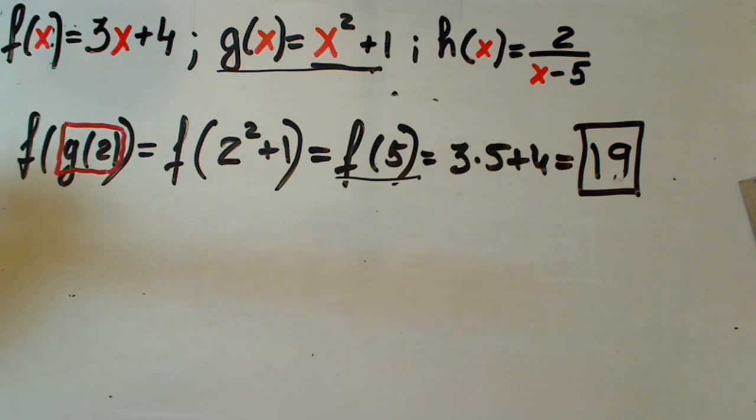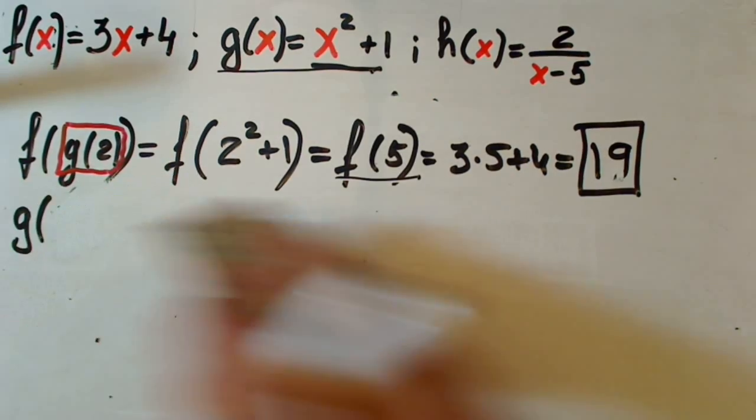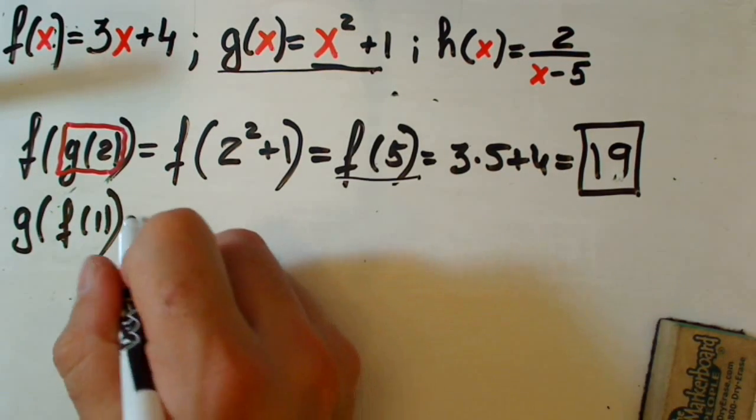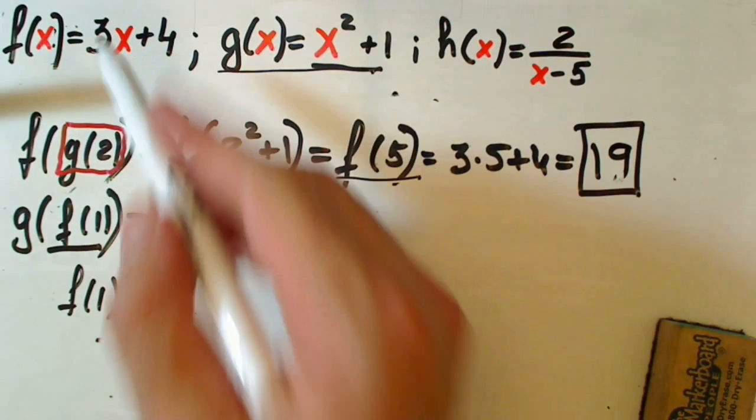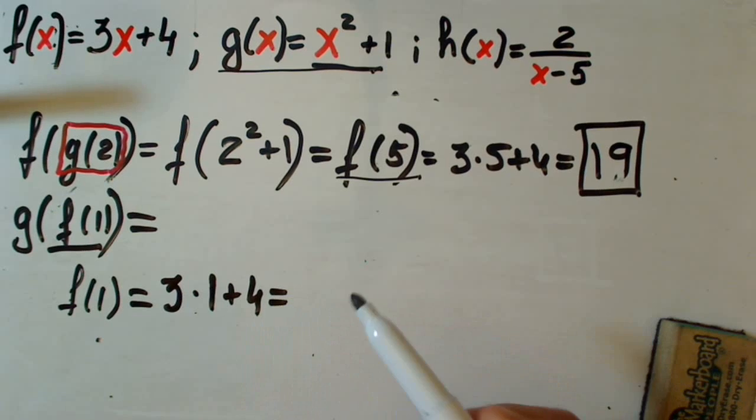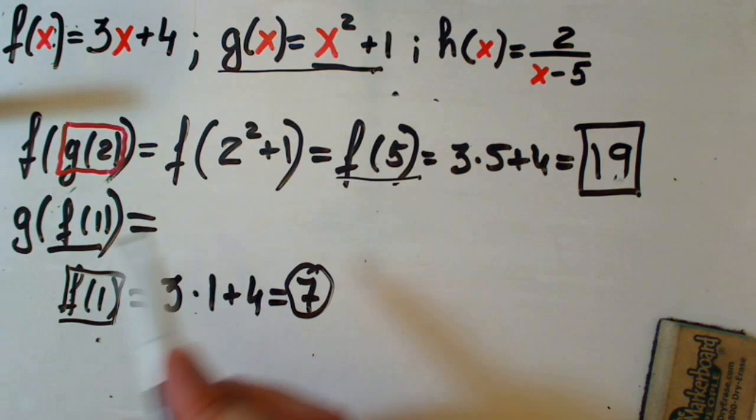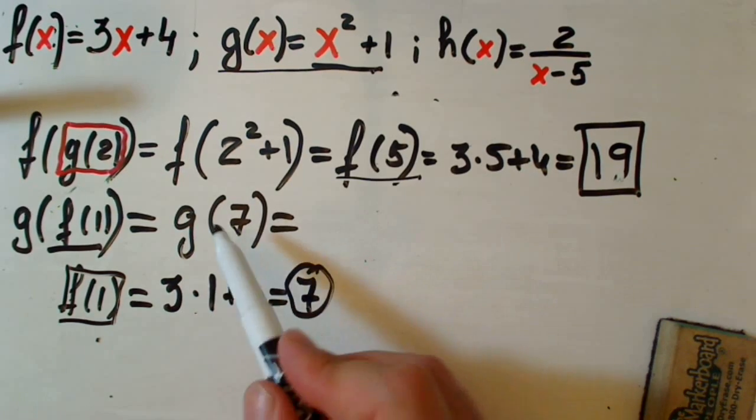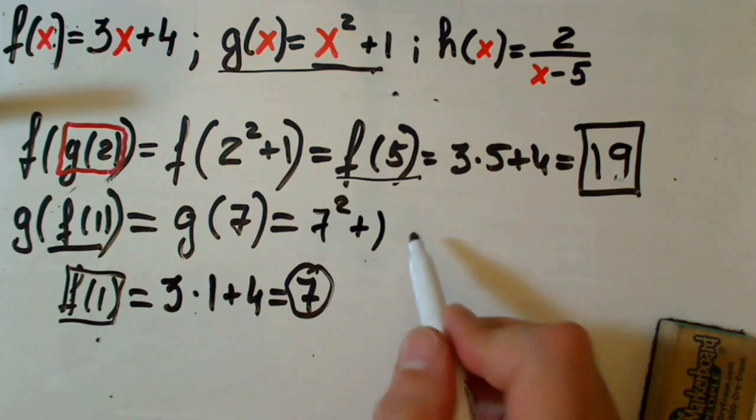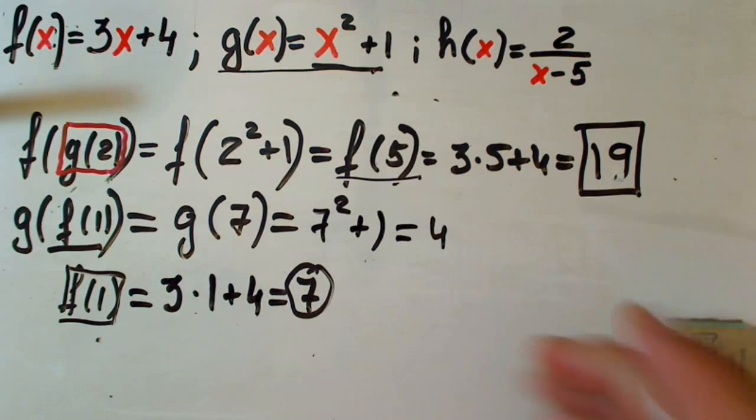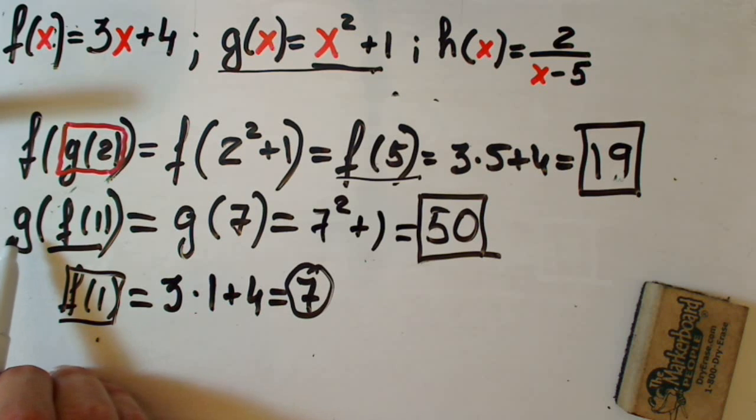Okay, next one is actually g of, oh sorry, g of f of 1. Again, find the value of f of 1. F of 1 is equal to what? Plug in here to the original function, 3 times 1 plus 4. 3 times 1 is 3, plus 4 is 7. 7 is our result. It means now we have to calculate g of 7 and plug into the g function right there, and we have 7 squared plus 1, and it's 49 plus 1, 50. And this is the result of the composition of functions g of f of 1.